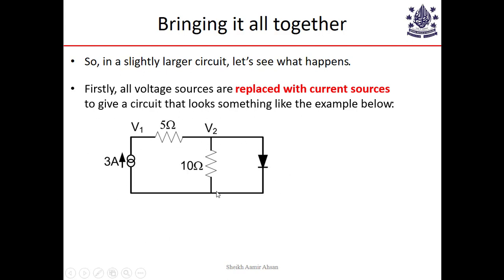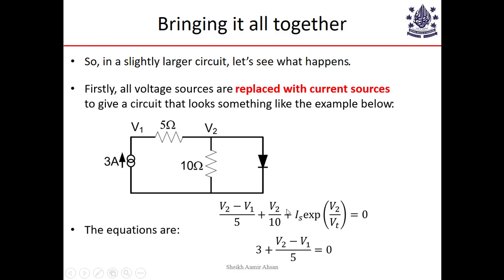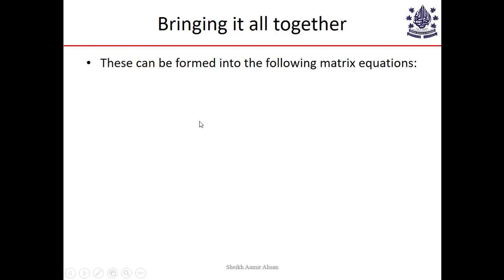Now let's say that this is a starting case. Here we have two equations, two nodes. So we have one node here, we have another node here. So what we do is we straight away write the two nodal equations for node 1 and node 2. So this equation: V2 by 10 plus the diode current, Is exponential of V2 by Vt. Now Vt here is the thermal voltage, please note. And V2 minus V1 by 5 is equal to 0. So this is the equation for this node. Similarly, this is the equation for this node. Okay, so we have these two equations.